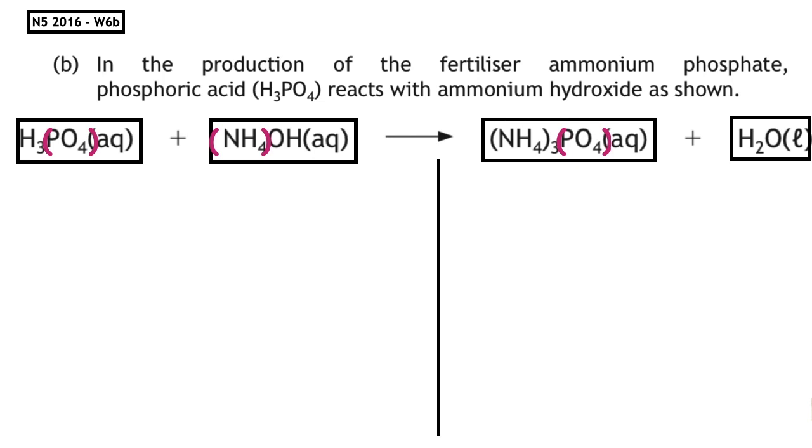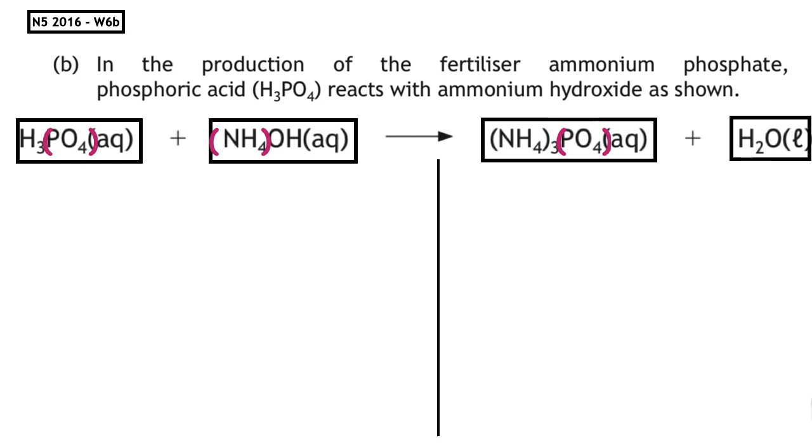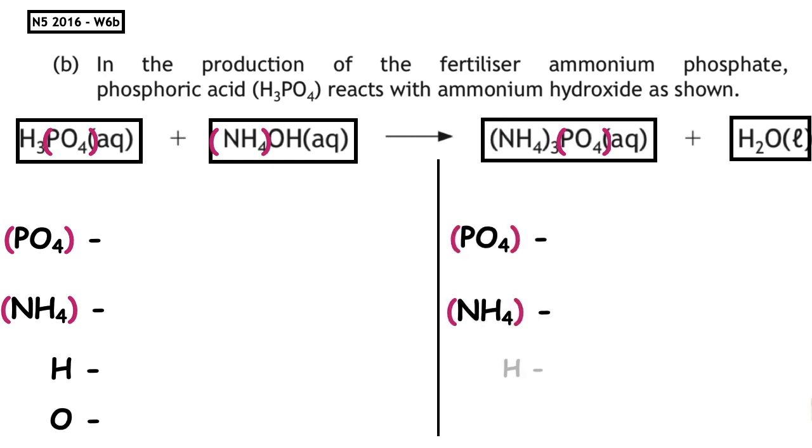When we're writing our shopping list, we have to remember we do all other elements, then hydrogen and oxygen last. So we have our phosphate, which is our PO4, our ammonium, which is our NH4, and then we have hydrogen and oxygen. We mimic that on the other side.